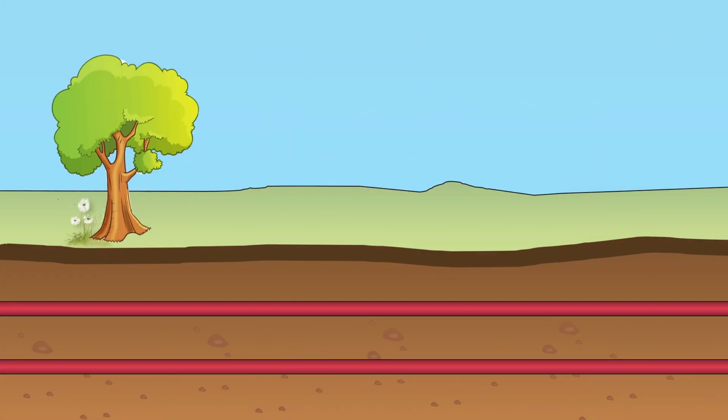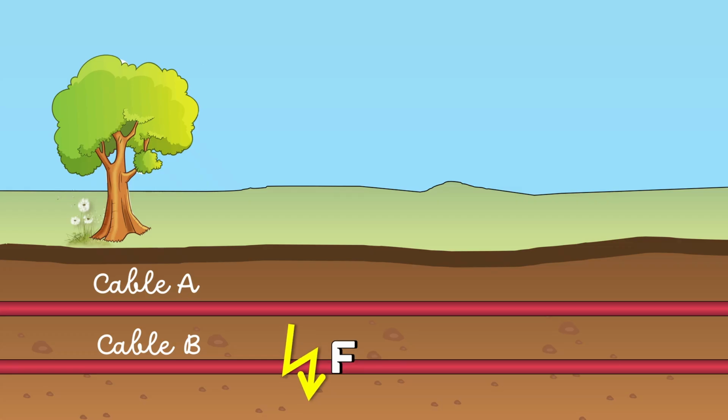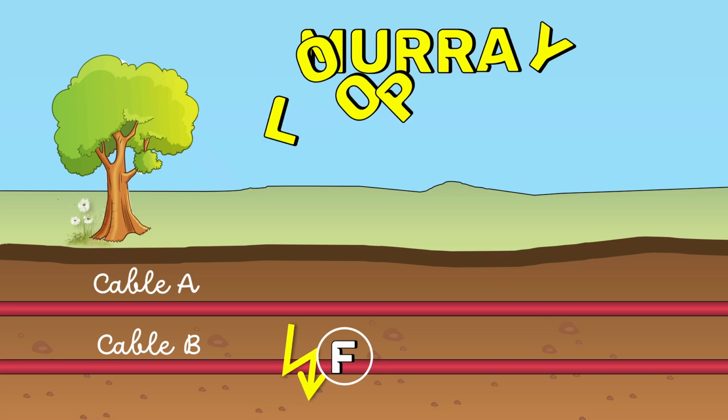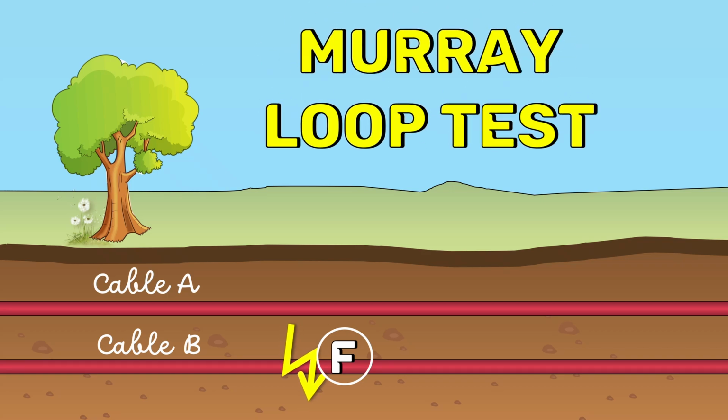We have two cables here, cable A and cable B. Consider an earth fault on cable B at point F. Now the challenge is to find the point F without digging the whole cable out. For that purpose, the Murray loop test is used. Let's first draw the circuit diagram. We have two cables, A and B. At point F, we have an earth fault.